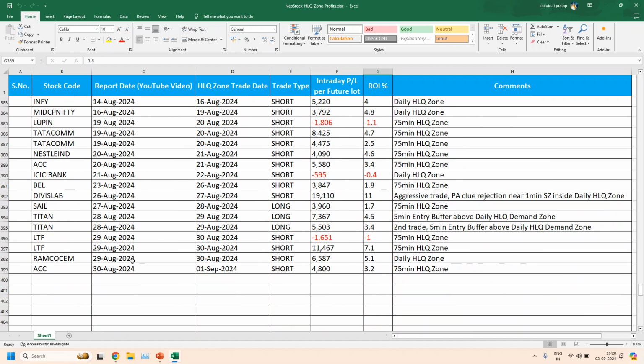And even today we got a successful trade in ACC, but it has given 3.2% intraday ROI. That is almost half of our average intraday ROI, or a little over half of the average intraday ROI. Sometimes this is what happens. Sometimes here we got 7.1%, which is more than our 6% average intraday ROI.